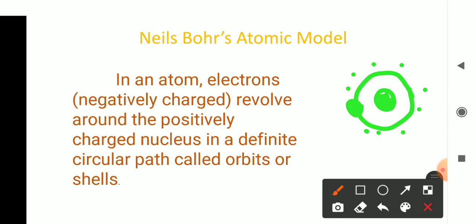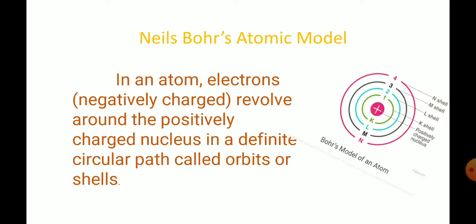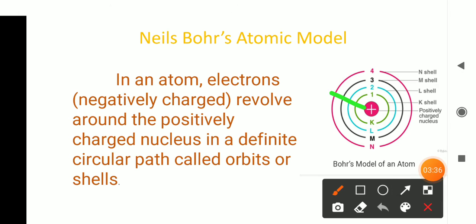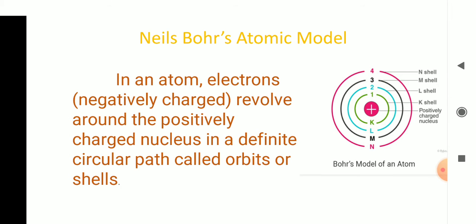Then let us see postulate number 2. This is the diagram which shows the Niels Bohr atomic model. Look here, at the center this plus symbol is given to illustrate that the nucleus is positively charged, and these are the circular paths in which the electrons keep revolving around the nucleus. Then let us move on to postulate number 2.